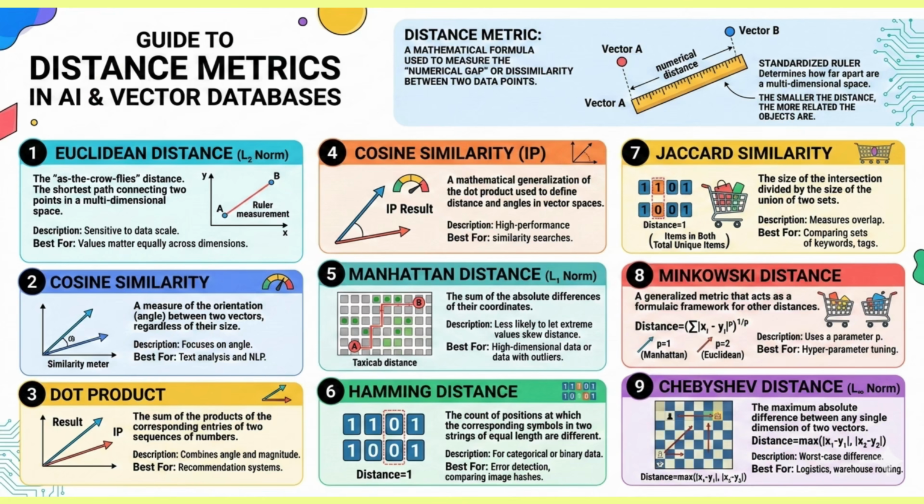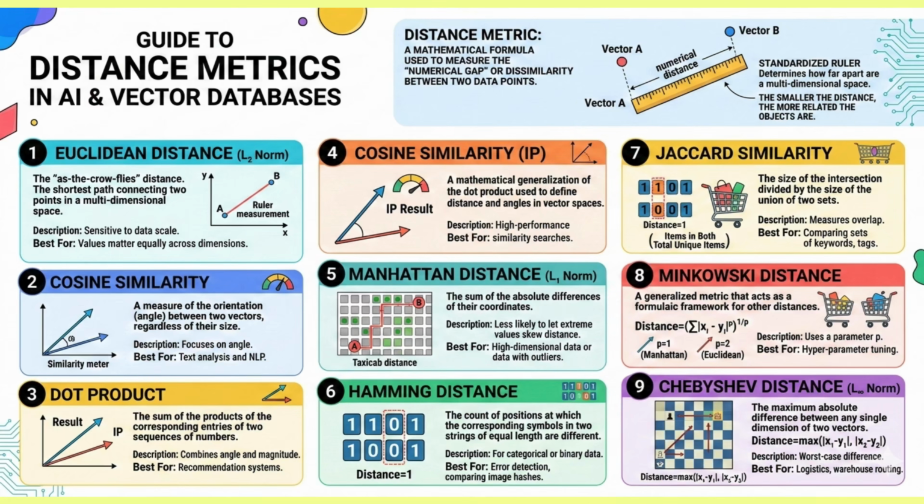Fourth, we have the inner product, a mathematical generalization of the dot product used to define distance and angles in vector spaces. In most practical machine learning contexts like FAISS or Pinecone, inner product and dot product are used interchangeably. It measures the projection of one vector onto another. Best for high-performance similarity searches where you want to reward intensity or frequency in the data.